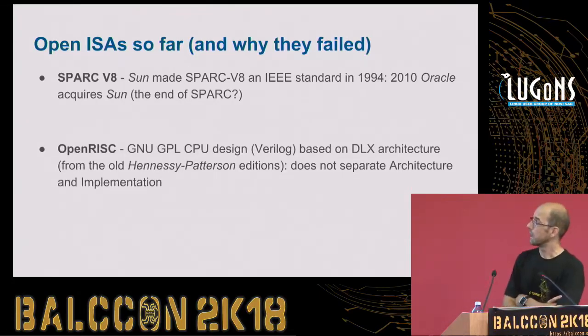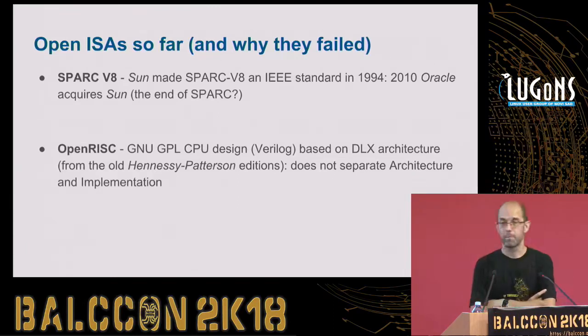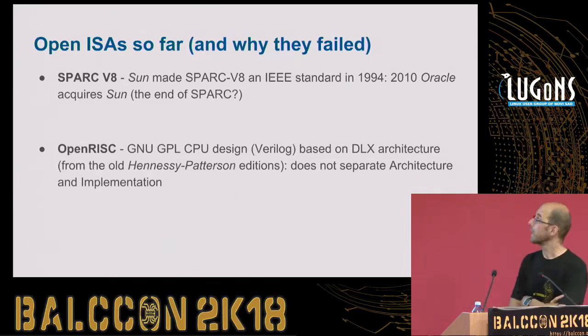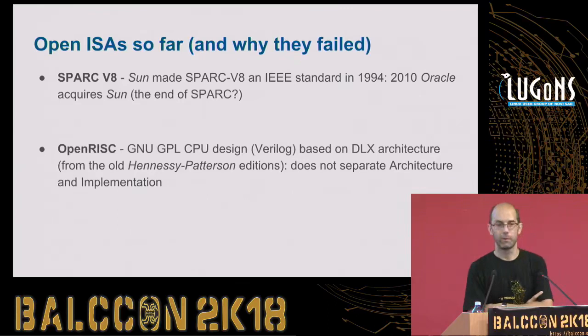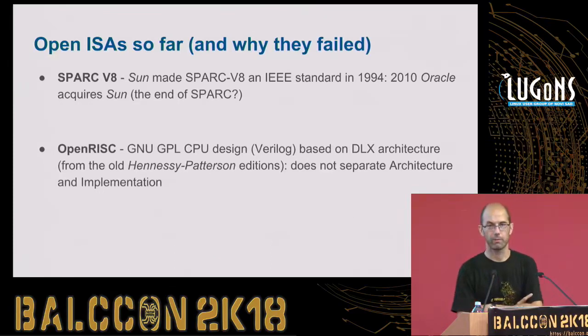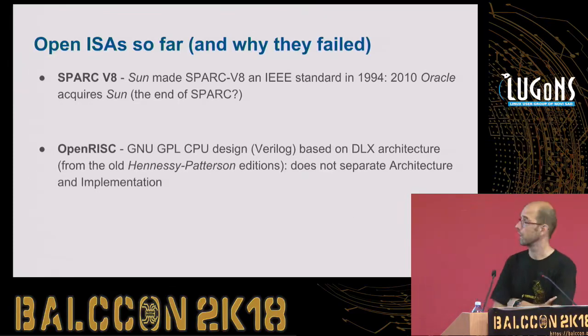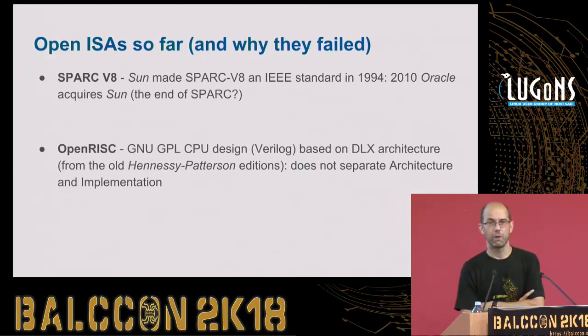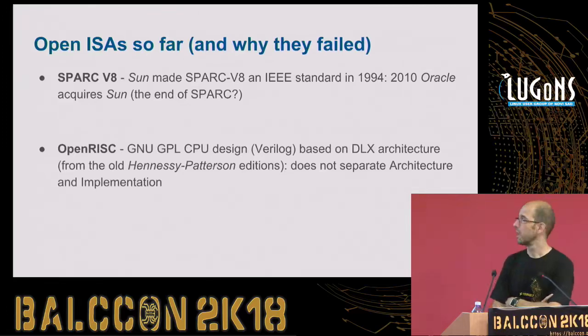There was also an attempt in the early 2000s with OpenRISC. It was a new CPU design based on the DLX architecture from the book Computer Architecture: A Quantitative Approach by John Hennessy and Dave Patterson. But it suffered from many shortcomings, and did not really manage to take off.